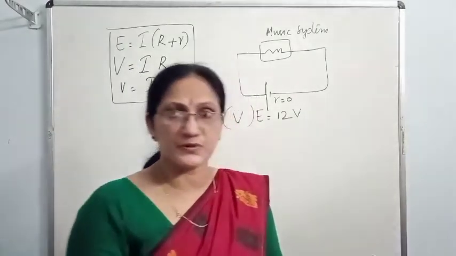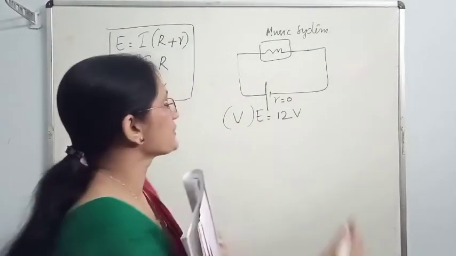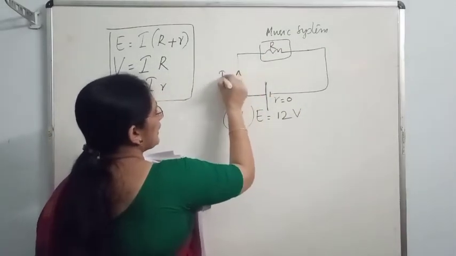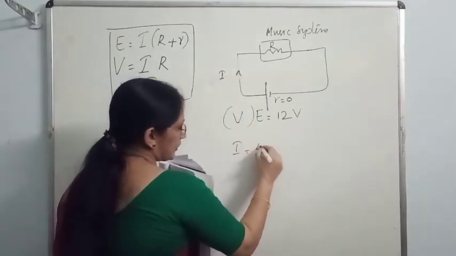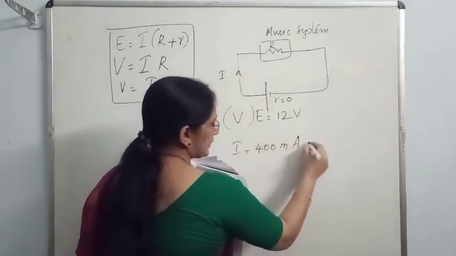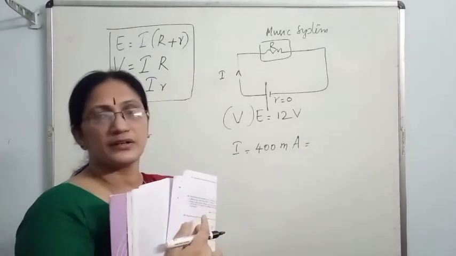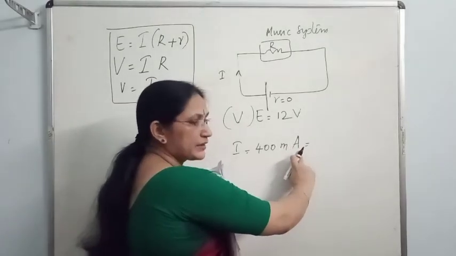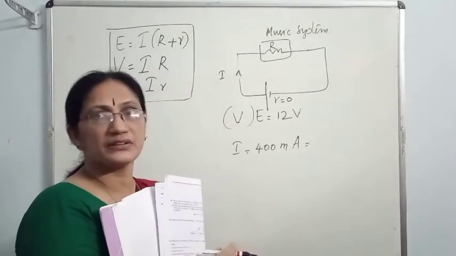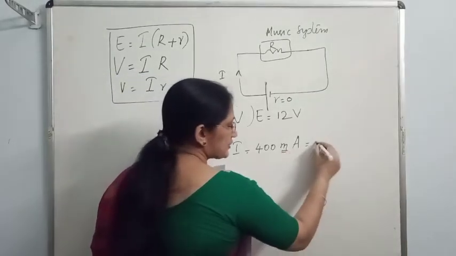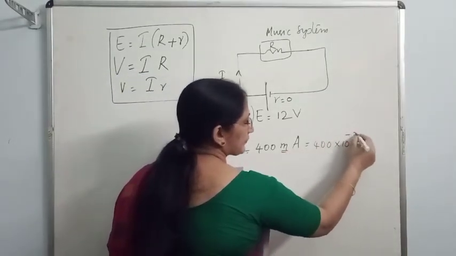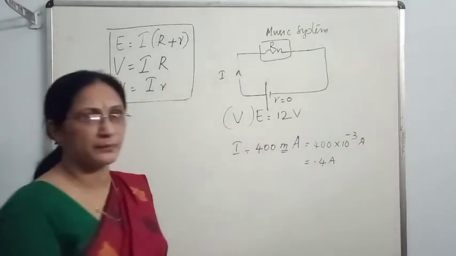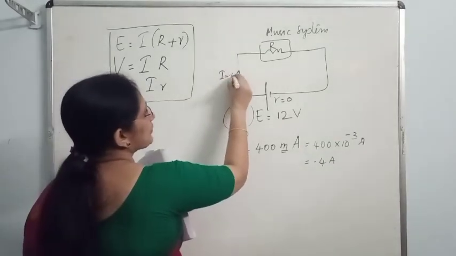Then what is the first question? What is the resistance of the music system? What is its R value? And the current flowing here is given. I is equal to 400 milliampere. Milli means 10 to the power minus 3. You have to convert this from milliampere to ampere. For that you have to multiply with 10 to the power minus 3. That means 0.4 ampere. So current here is 0.4 ampere.